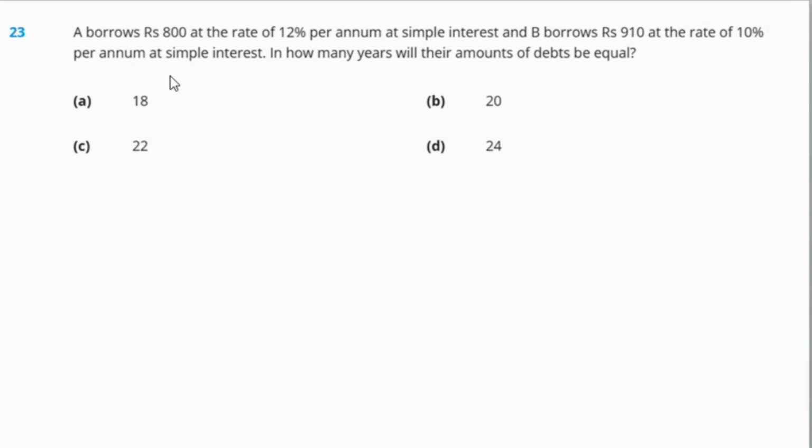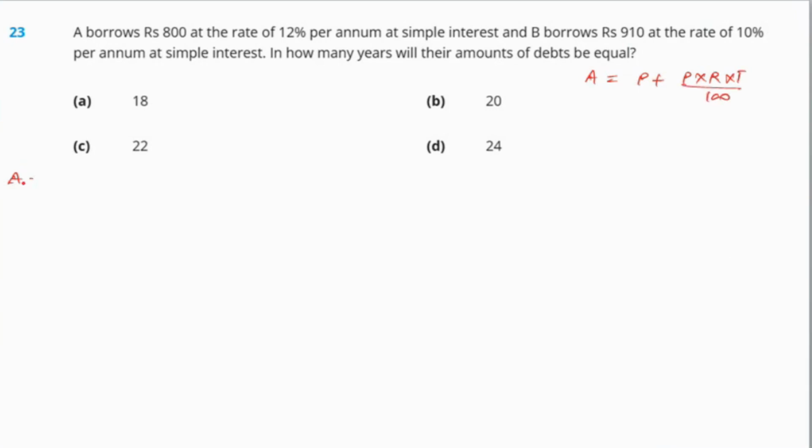A borrows 800 rupees at the rate of 12% per annum at simple interest. To get the amount, we first calculate the simple interest, then we can calculate the amount. In simple interest, the formula for the amount is P plus SI, and SI is P into R into T by 100.